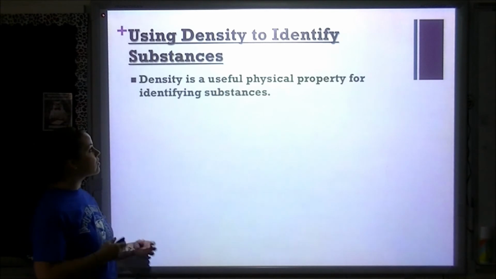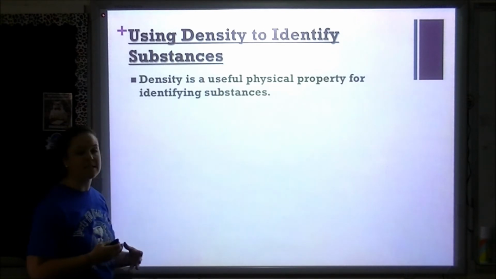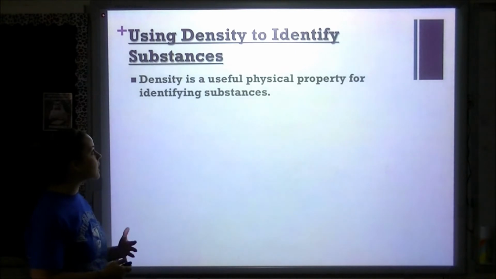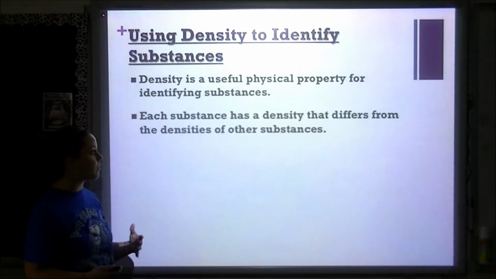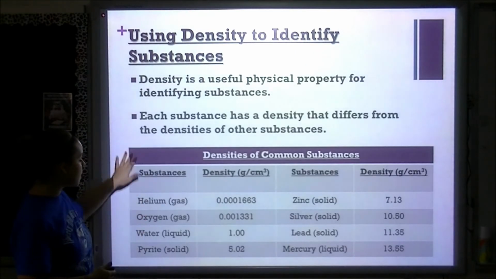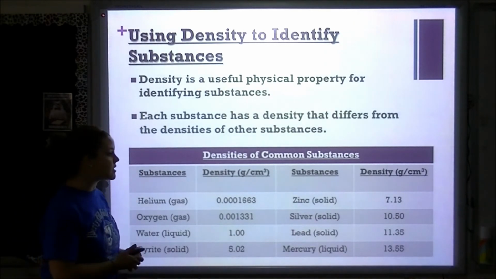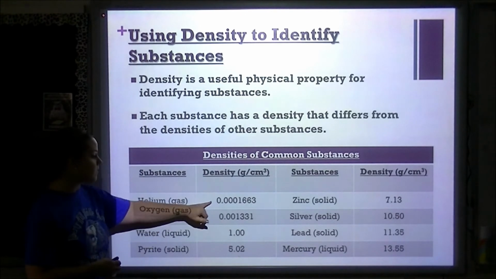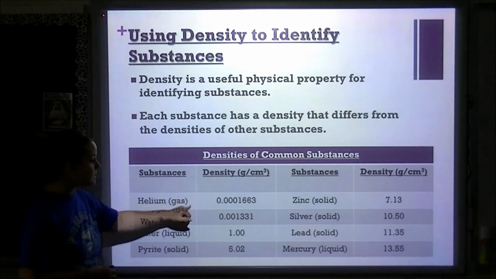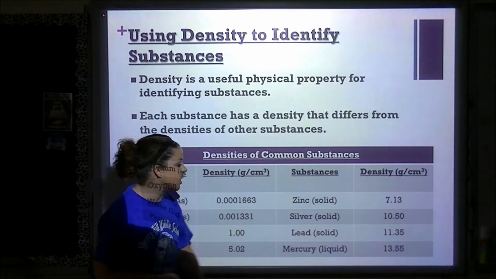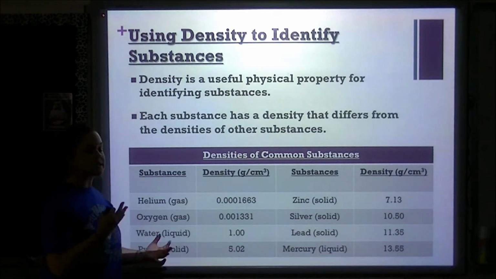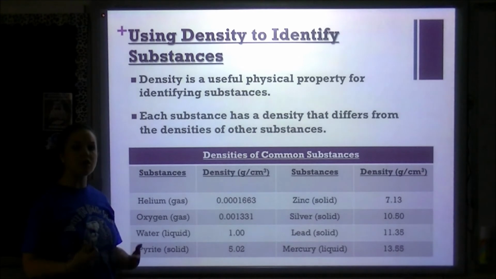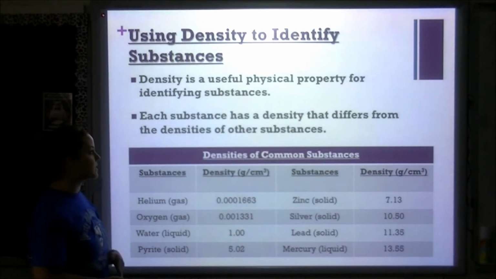So if we use density to identify substances, most substances have different densities, and we can use it as a classifying property. So here's just a little table that I put together for you to compare some densities. The density of helium is much less than the density of mercury. So just comparing different solids or gases, densities of different things, you can know things about those substances.